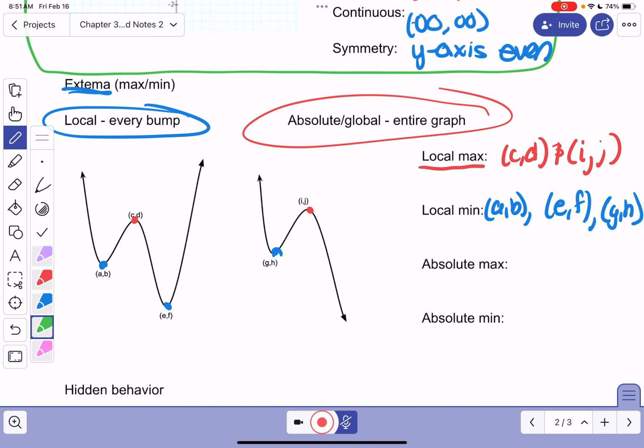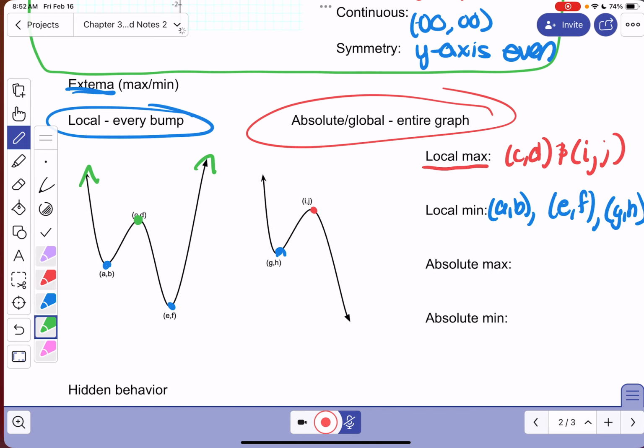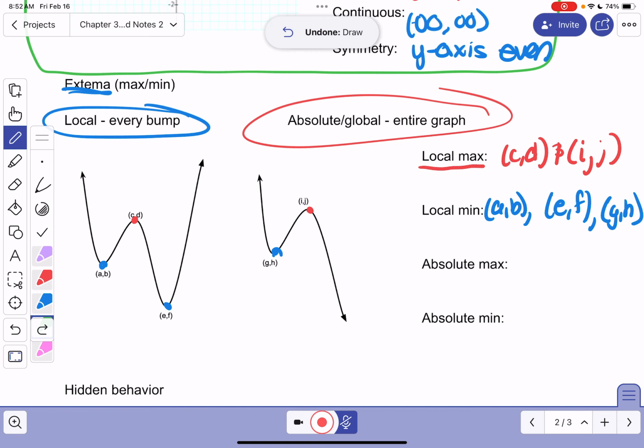The absolute or global max is the highest point on the whole graph. So on this graph, this goes up forever. There's a point higher than CD, so CD is not global. Same thing on this graph. It goes up forever, so there's no global max.